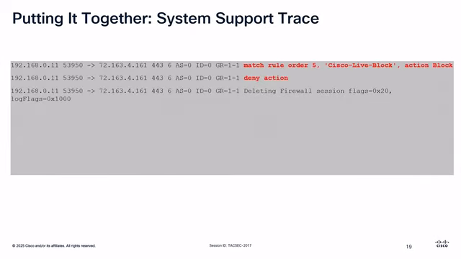So with our system support trace, we have right here, it's saying it's match rule order 5. I will note this is also misleading because rule order 5 does not mean that's the rule in the FMC. However, the name is exactly what it is in the FMC. So we're hitting the Cisco live block rule, which the action is to block. This is a deny action.